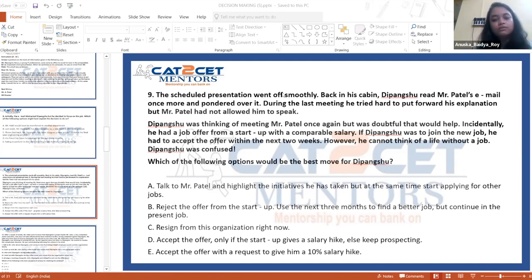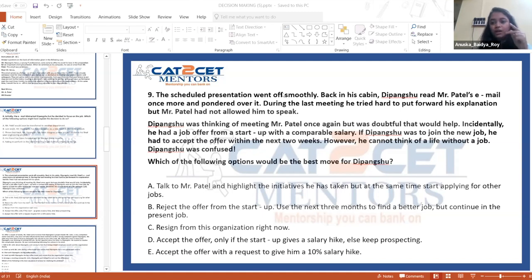D: Accept the offer only if the startup gives a salary hike, else keep prospecting. So now they are saying to accept the offer only if the startup gives a salary hike, else keep prospecting. Maybe. Now D seems to be something that he might do. Okay, keep it on hold. Maybe we put it over A and B somewhere. If we have nothing else, maybe we will select B, but let's look for E. E says, accept the offer with a request to give him a 10% salary hike.